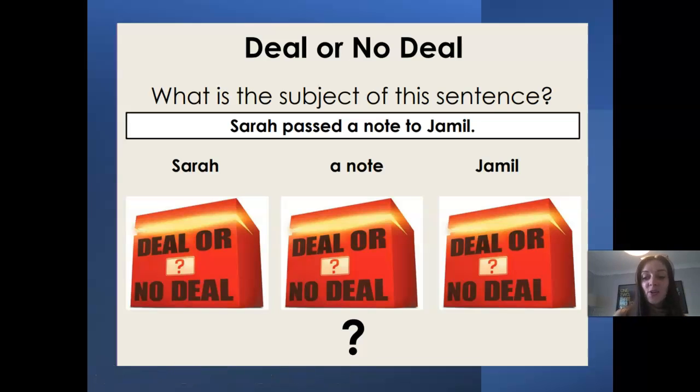Okay, so quick test of your knowledge so far. No pens for this, no writing needed. I want to know, deal or no deal, in which box is the correct subject. So, what is the subject of this sentence? Sarah passed a note to Jamil. So who is the subject? Is it in box 1, is it Sarah? Is it in box 2, a note? Or is the subject in box 3, Jamil? Okay, you've got 30 seconds to decide. Off you go. And you can call it out, you can say it out loud.